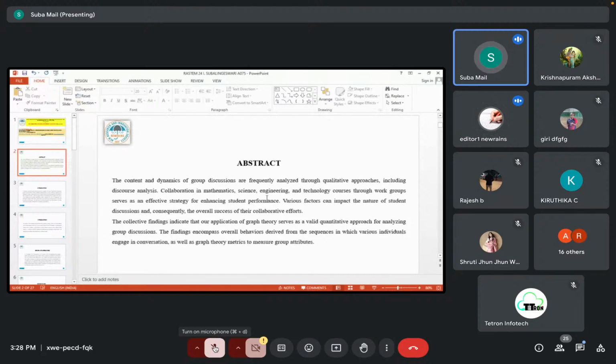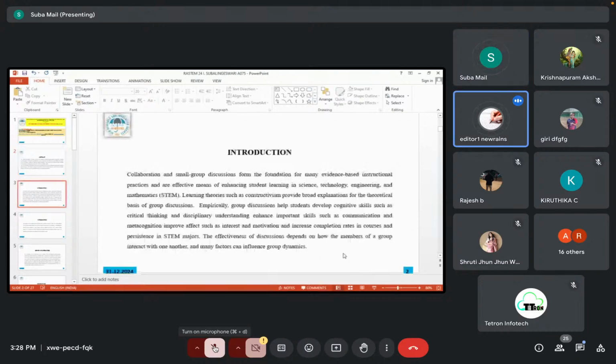Collaboration in mathematics as well as science, engineering, and technology courses through work groups serves as an effective strategy for enhancing student performance. The collective findings indicate that our application of graph theory serves as a valid quantitative approach for analyzing group discussion. The findings encompass overall behaviors derived from the sequence in which various individuals engage in conversation, as well as graph theory methods to measure group attributes.